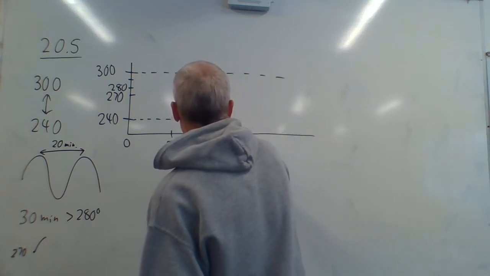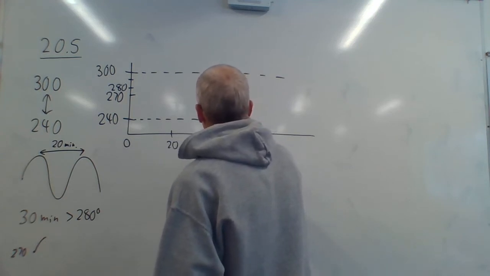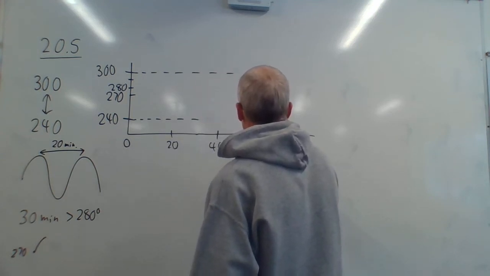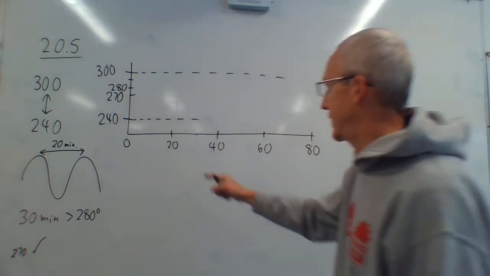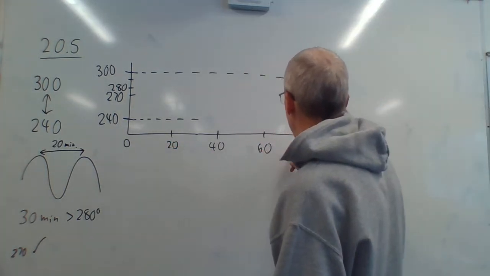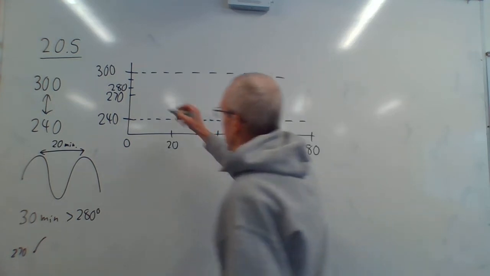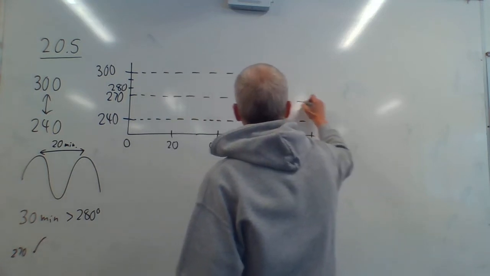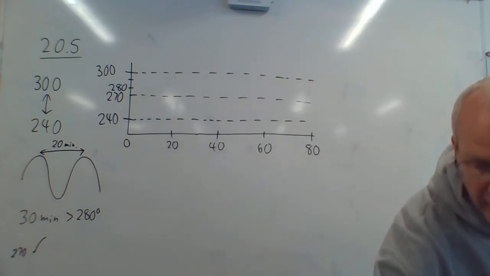Okay, 20. Oops, what am I doing? 40. Okay, 40, 60, 80. Hopefully we don't have to go past 80. That'd be 4 periods, right? 1 wave, 2 waves, 3 waves, 4 waves. And I can put the dashed line. The middle is right here. Now I'm going to put a different color. Where's my blue? Here's a blue pen.